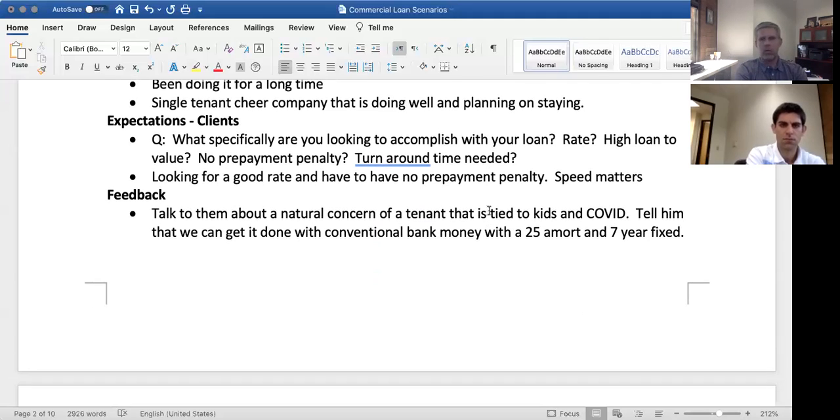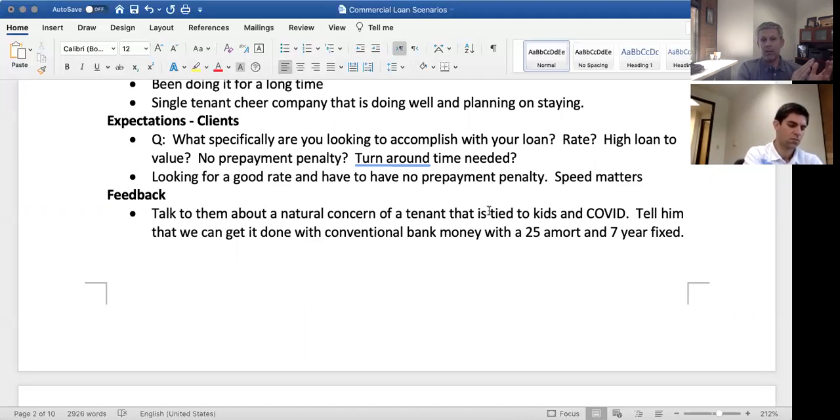What interest rate are you trying to do? High loan to value, low loan to value? We already knew it was low loan to value. Prepayment penalty, you wanted none, just in case he wanted to sell. Turnaround time needed. He wanted to get it done fast, just because he wanted to get that guy off his back. But we're looking for a good rate and no prepayment penalty, and speed mattered to us. So now we have some things to go off of.